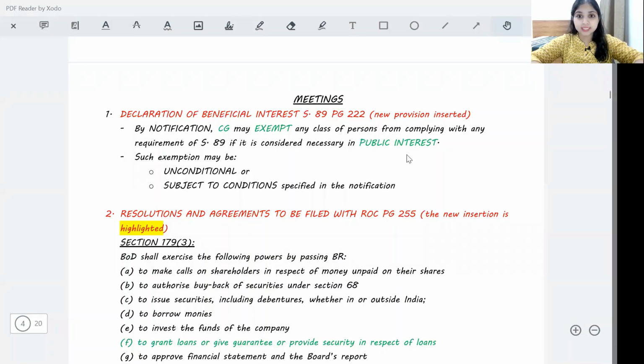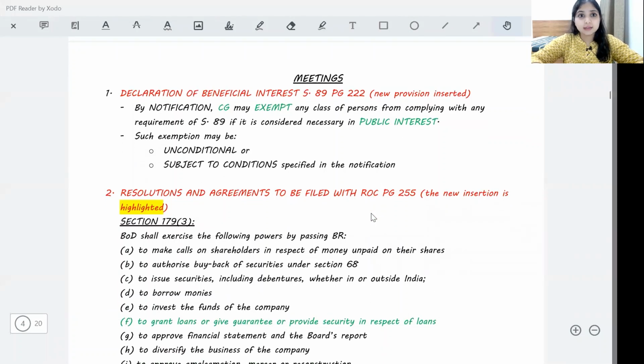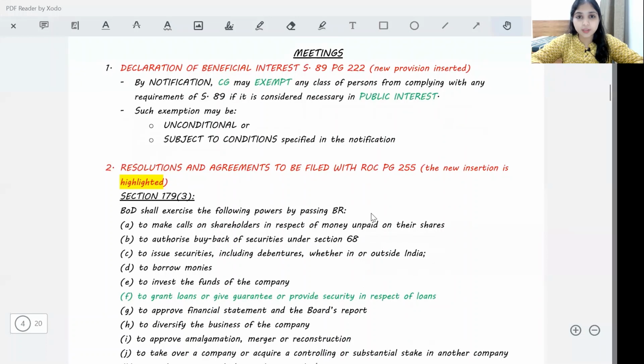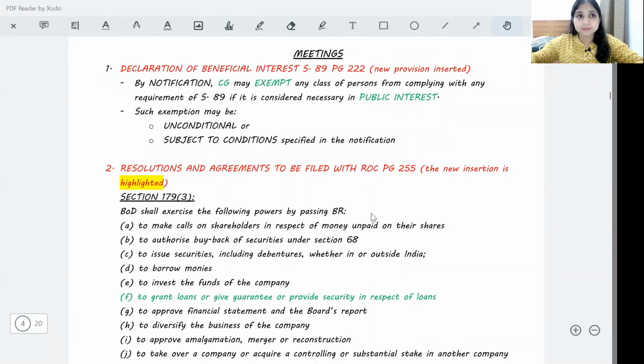Going ahead with our discussion, now let us see the amendments in the meetings chapter. Even here, we do not have significant amendments. We just have two small changes to study about. Okay, listen to the first amendment.